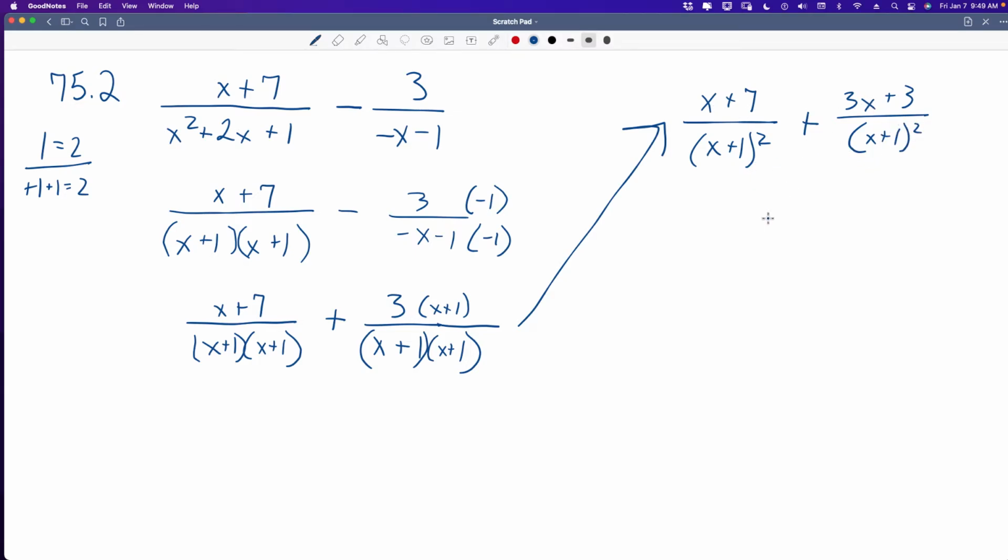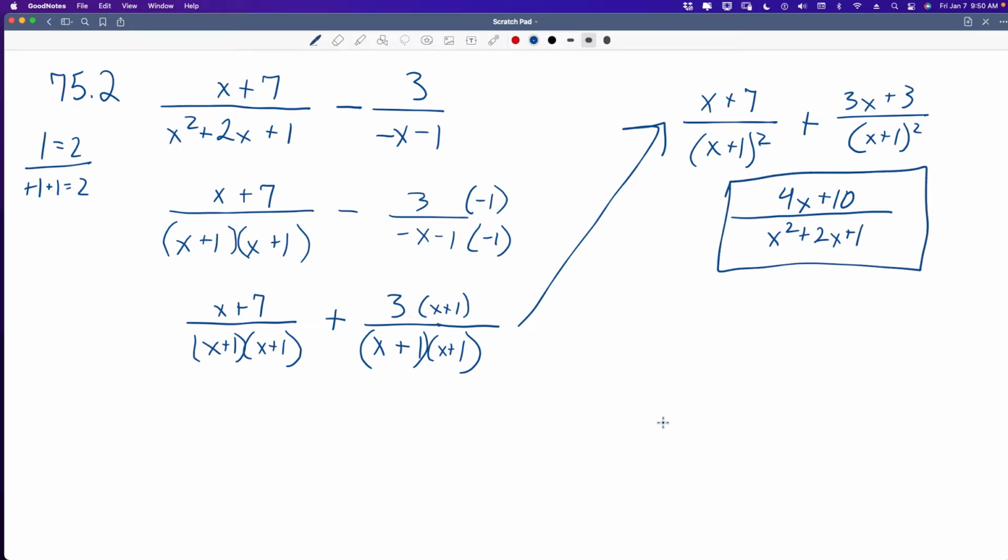All right, so then let's combine that into 1, and we have 4x plus 10. And if you wanted to, you could go back and take it to its original form, x squared plus 2x plus 1. And that would be the final answer. Voila.